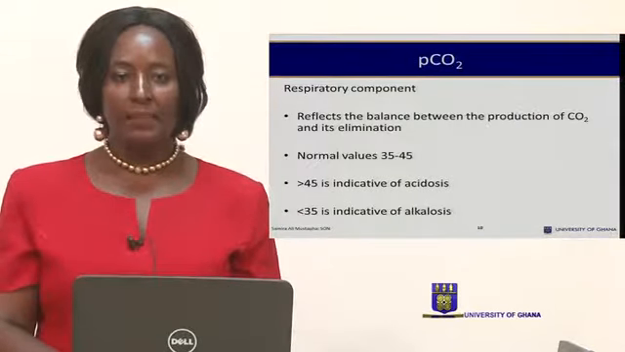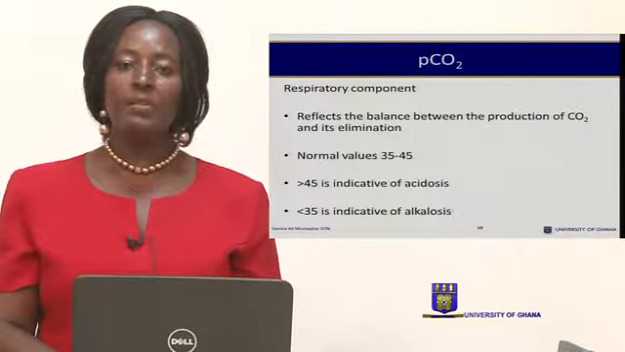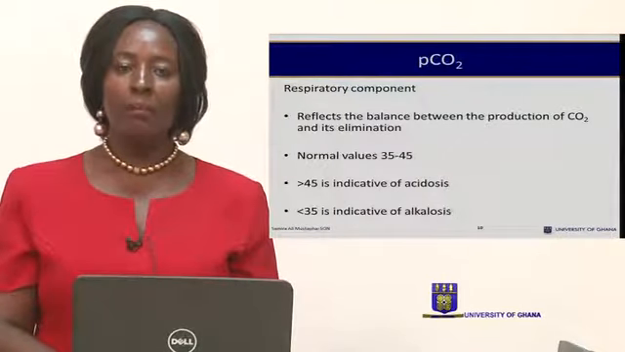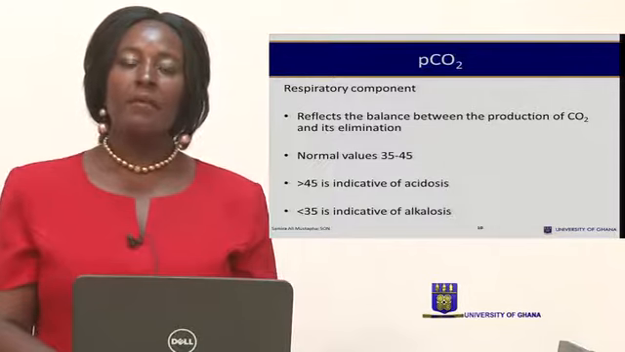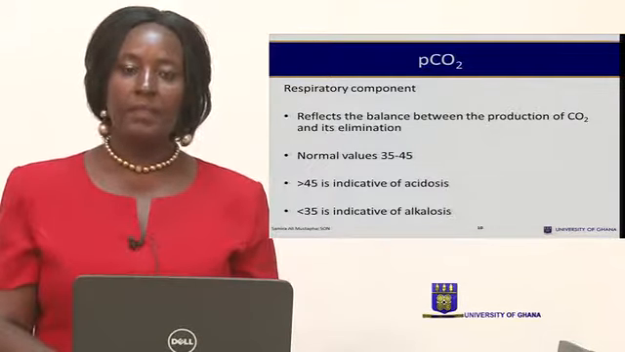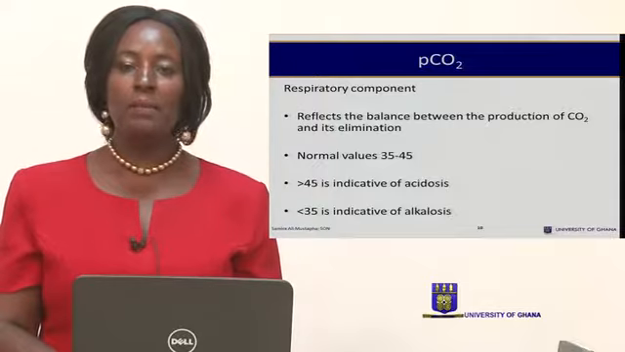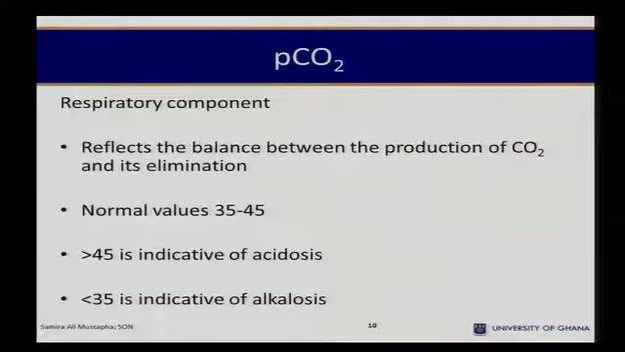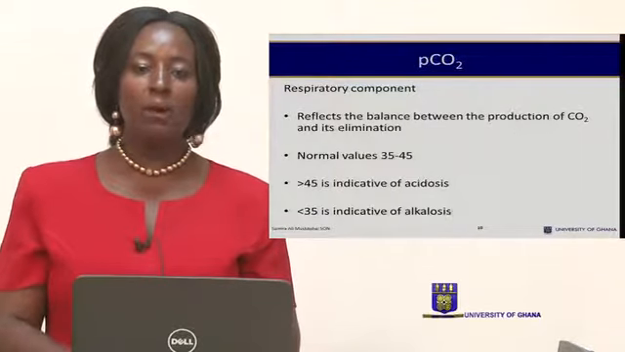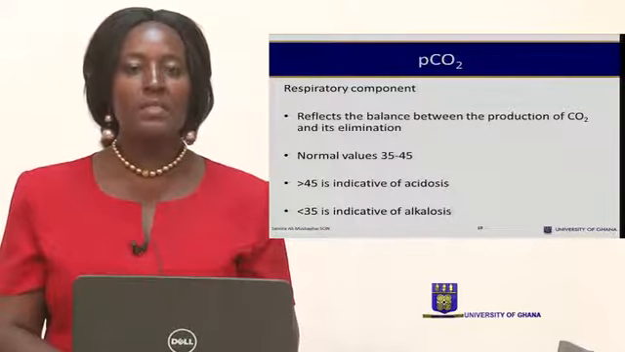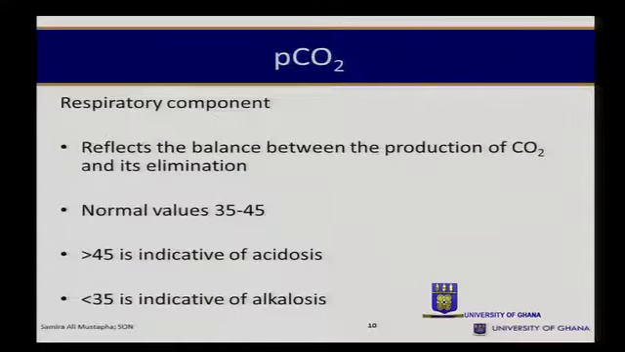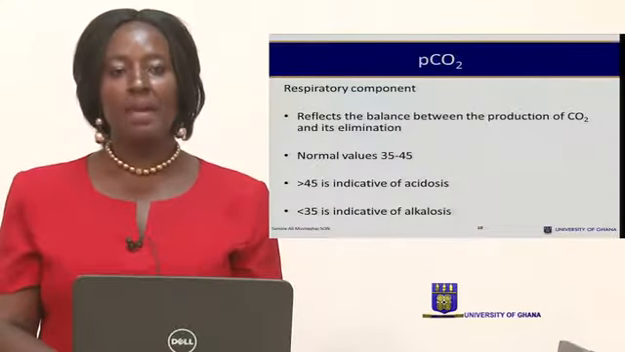Partial carbon dioxide. It is also very important to know that partial carbon dioxide is a respiratory component. So it reflects a balance between the production of carbon dioxide and its elimination. We have said that the normal value is 35 to 45. When carbon dioxide is more than 45, it is acidosis, acidic in nature. When it decreases, then it becomes alkalosis. And when it increases, it becomes acidic.